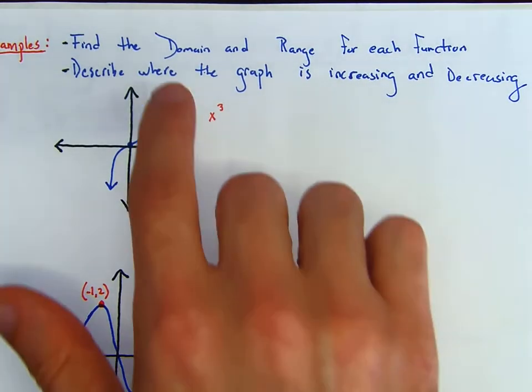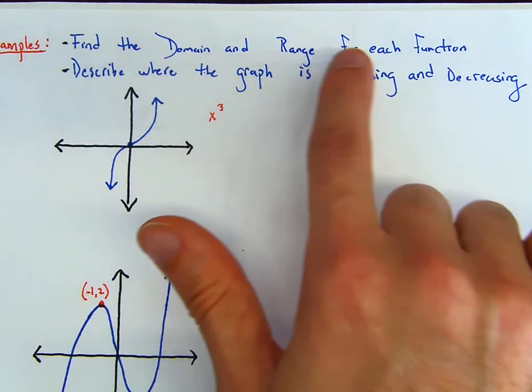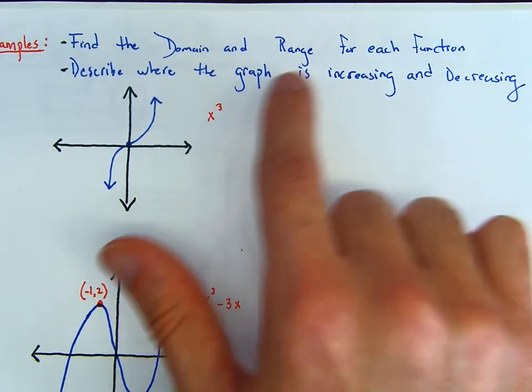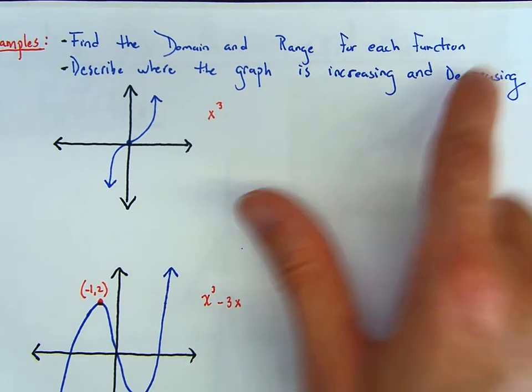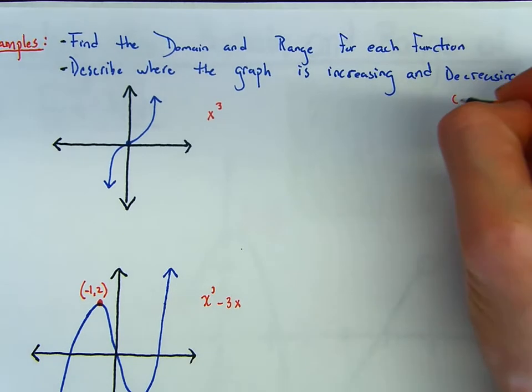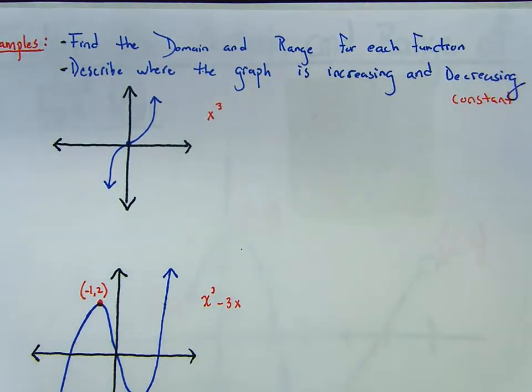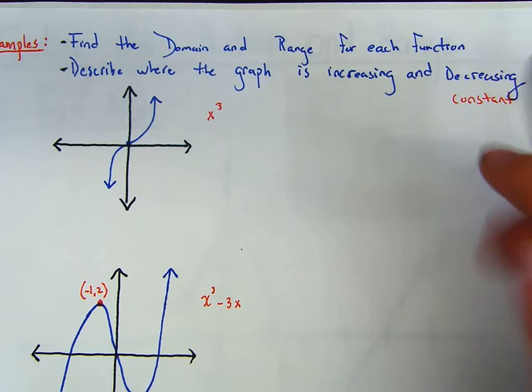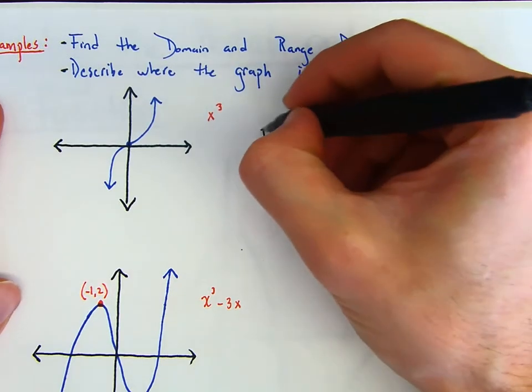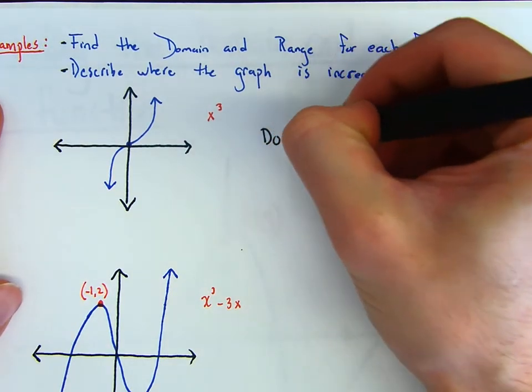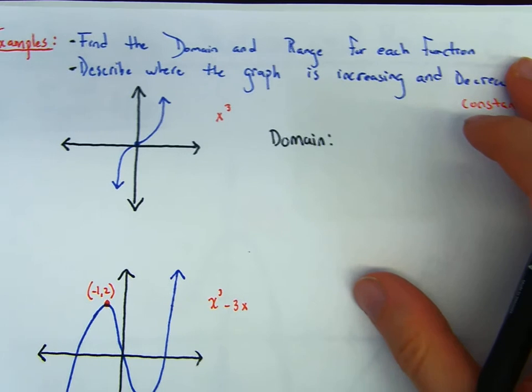Okay, and now here, let's say you have it in your notes. What am I asking us to do here? Find the domain and range for each function. Describe where the graph is increasing and decreasing, or maybe whether the graph is constant for certain intervals within the function, right? So take your time. For this function x cubed, what is the domain of this graph? Let's think about it. What is the domain of this graph, and how would we show it?